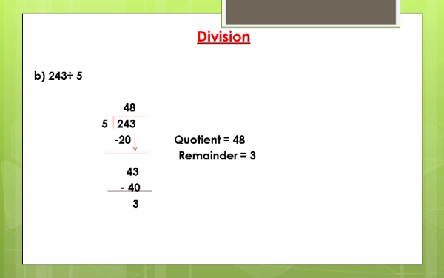Now we have to divide 43 by 5. Look for a number which multiplies by 5 to give us 43, as there is no exact fit. But we know 8 times 5 is 40. So we write 8 in the quotient and write 40 down. Then subtract this 40 from 43. 43 minus 40 is 3. Then there is no more digit in the dividend. So we finish our division problem and 3 is left over. So our quotient is 48 and the remainder is 3.